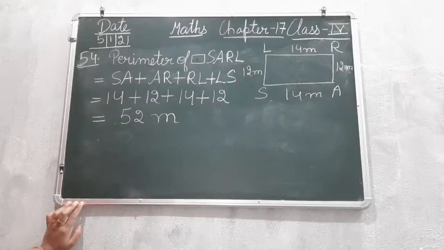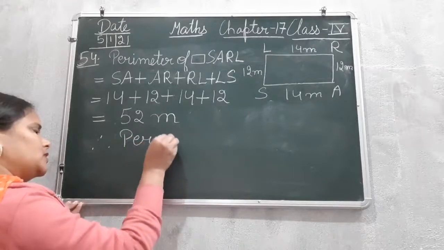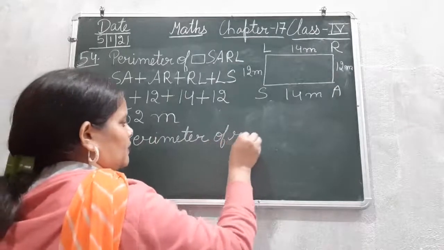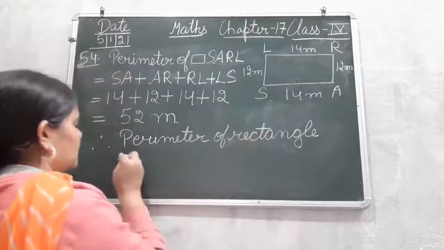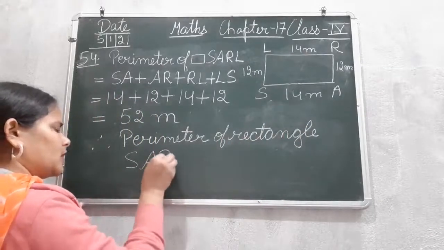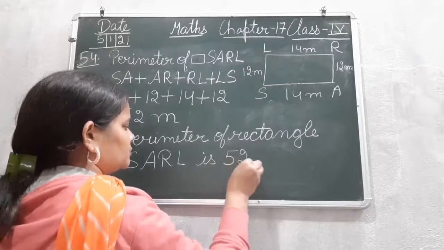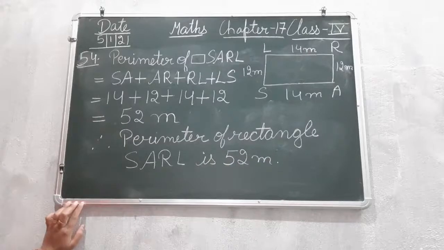तो हम नीचे लिखेंगे therefore, solution sentence. Therefore perimeter of rectangle SARL is 52 meter. So this is the perimeter of this given question.